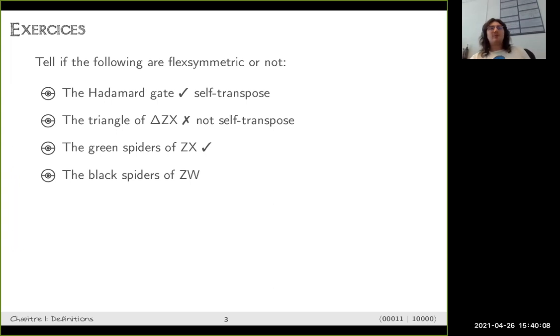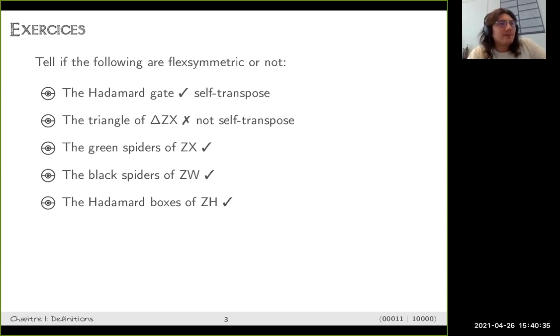That's the point. Now the black spiders of ZW. ZW is less well known. Yes, in fact, it is the same. And the Hadamard boxes of ZH. It depends on your definition. We will see this later. Yes, the Hadamard boxes are also flexsymmetric. So this is the point: for all three languages, the main interest is that they are flexsymmetric.